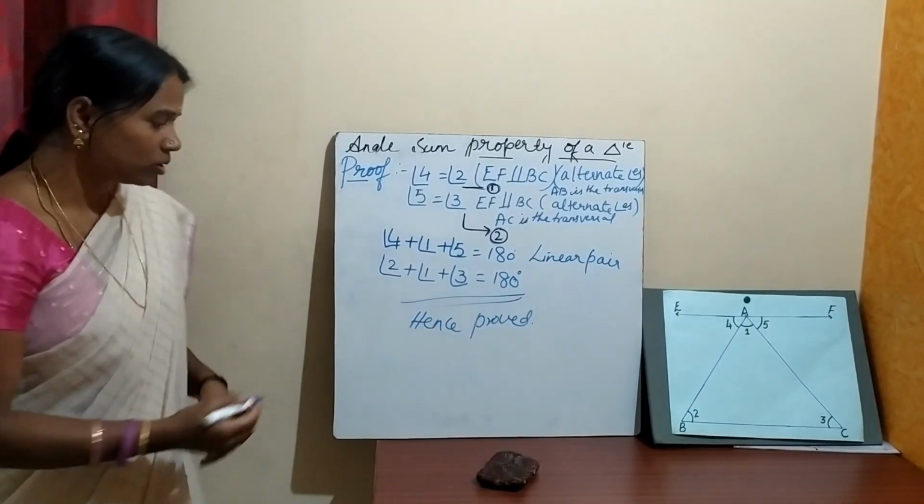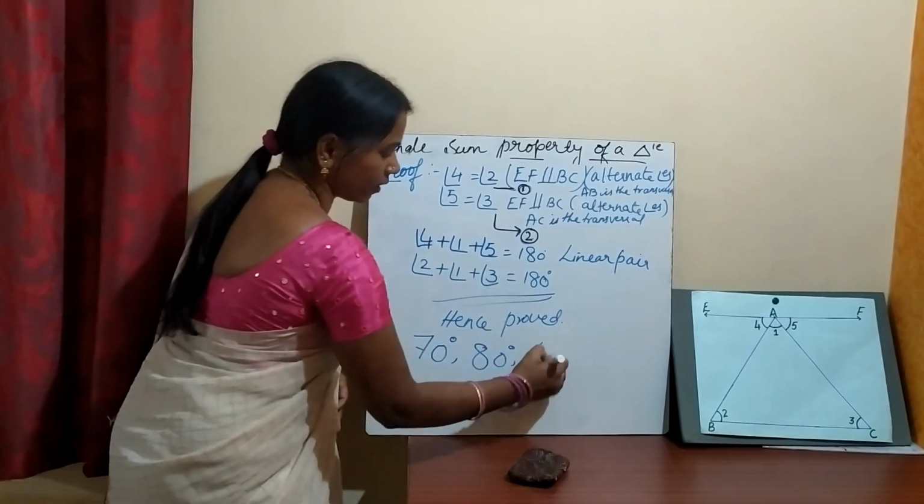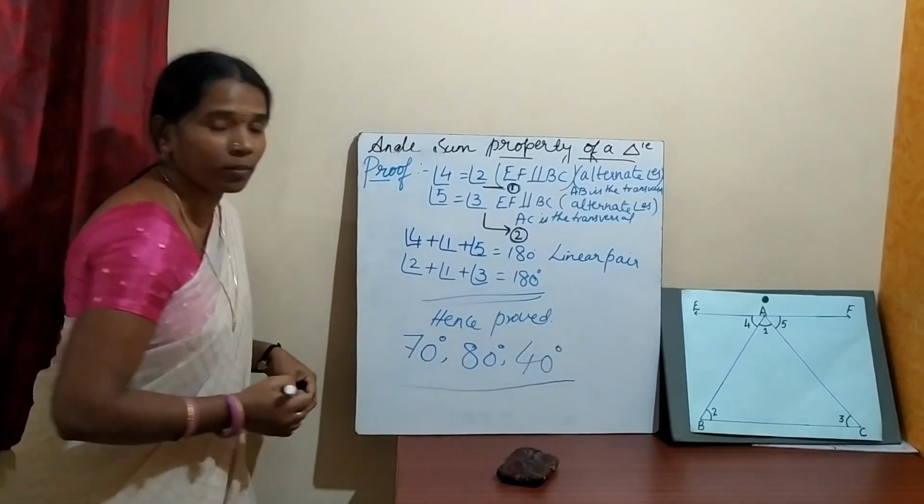So I have a question for you. Look at this: 70 degrees, 80 degrees and 40 degrees. Can this measurement form a triangle?